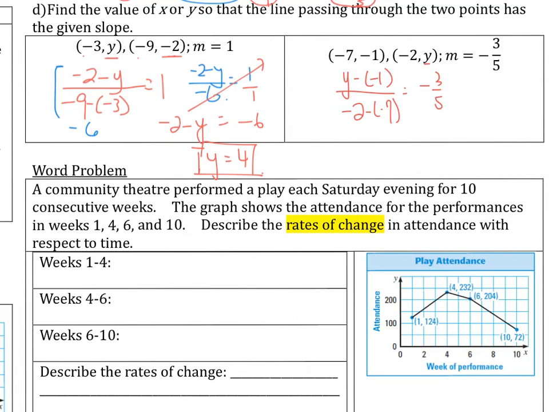We're going to simplify the top, become y plus 1. On the bottom, -2 plus 7 will give you 5. And I can cross multiply. 5 times -3 will give me -15. And then y plus 1 times 5 will give me 5y plus 5. And I could manipulate the equation and solve for y, and y would equal -4.